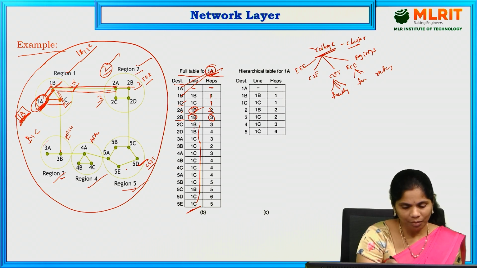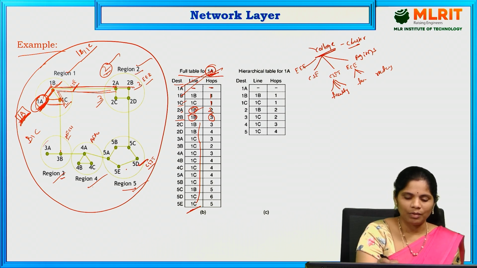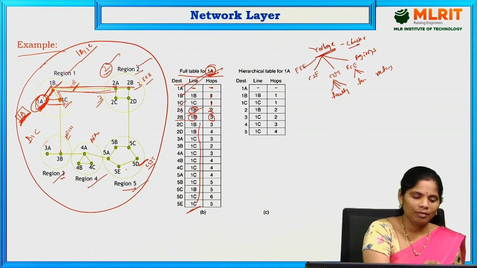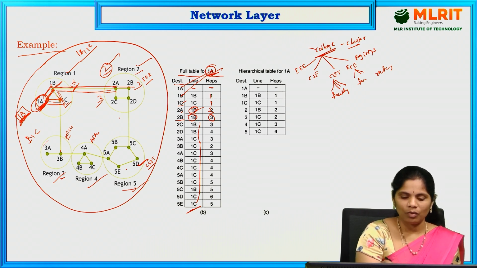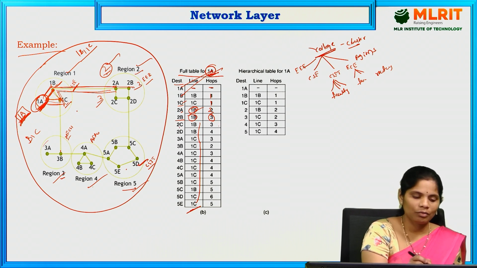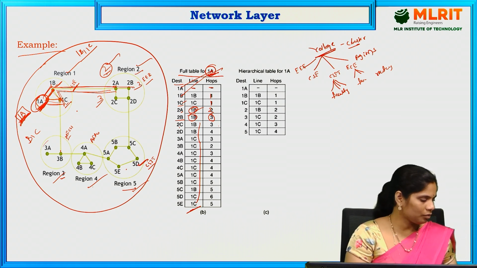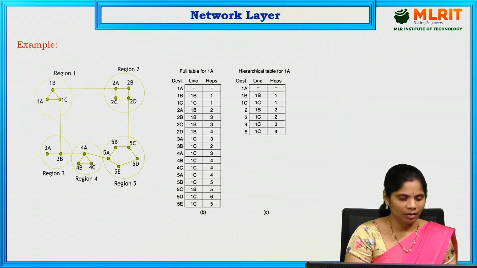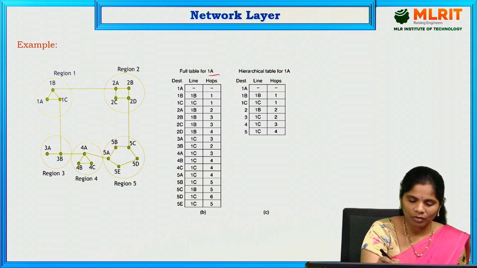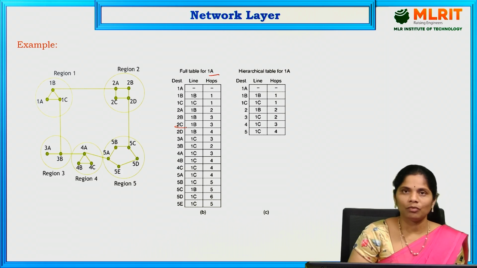So, the next case is 2C. From 1A to 2C, if you want to travel, 1, 2, 3, 4. 4 are there. But if you go for another route, suppose this example, see, I am erasing this one. See, I want to travel from 1A to 2C.